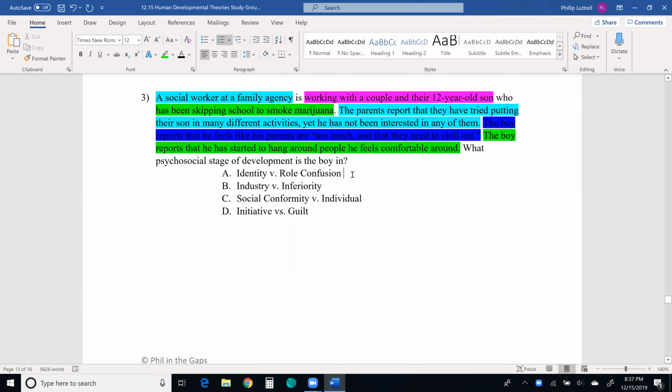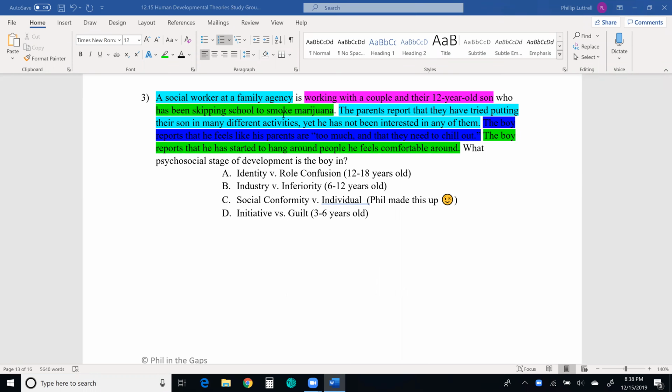So let's break it down based on the ages and then use the stages to answer the question. So identity versus role confusion, 12 to 18 years old. Industry versus inferiority, 6 to 12 years old. Social conformity versus individual. Phil made this up, so that is not going to be an answer. And then initiative versus guilt is 3 to 6 years old.